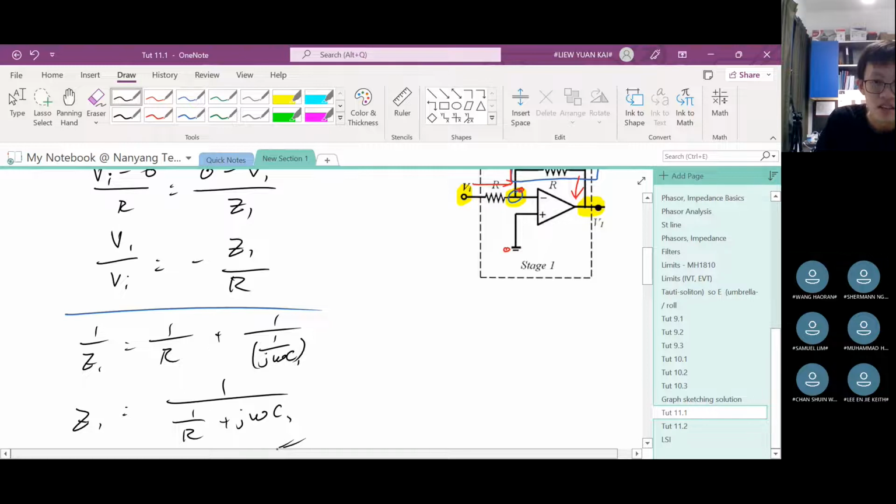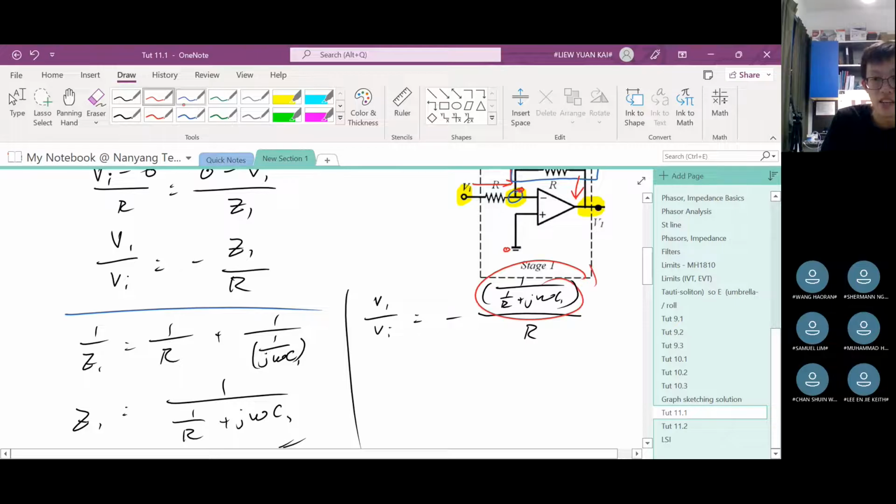Right, so V1 over VI will be equal to, okay, let me just solve it slowly. So this, I put it into here, 1 over R plus J omega C1 divided by R. Okay, so this is a fraction inside a bigger fraction, right? So if I have a fraction A over B divided by C, this will become A over BC, right? So that means I take this denominator, multiply by this denominator.